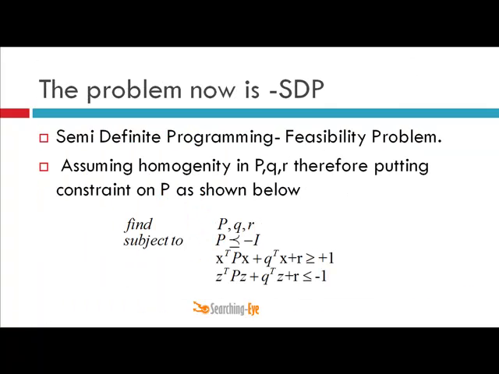feasibility problem. Find P, Q and R subject to P less than negative I, which is the negative identity matrix, with constraints X transpose Px plus Q transpose X plus R is greater than or equal to 1, and Z transpose Pz plus Q transpose Z plus R is less than or equal to -1.